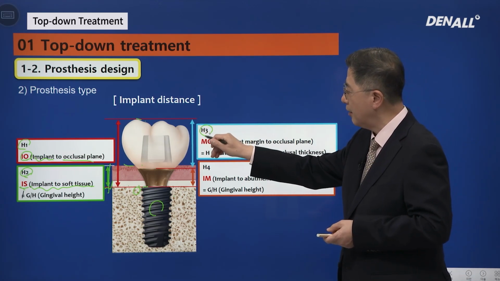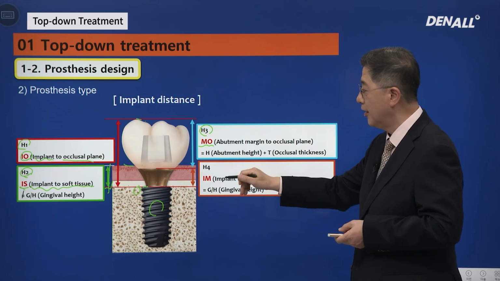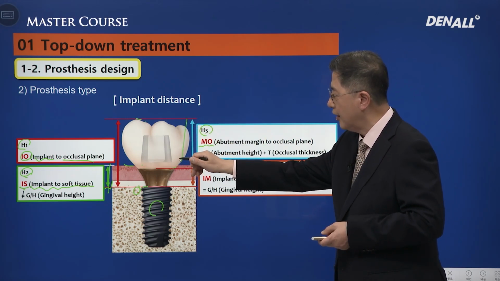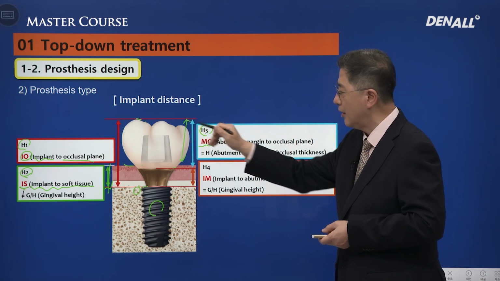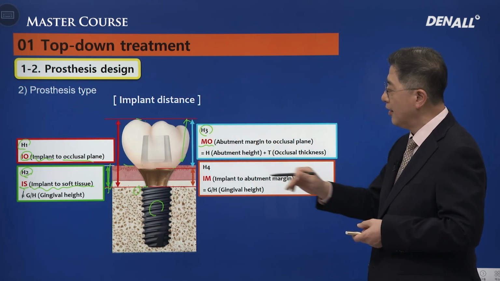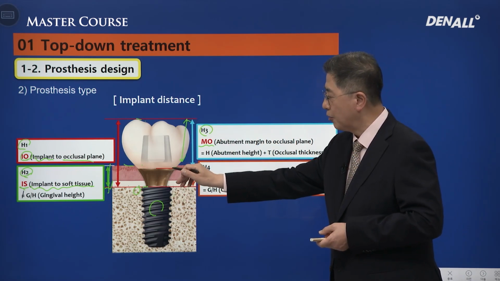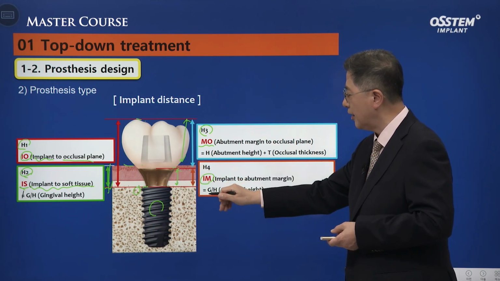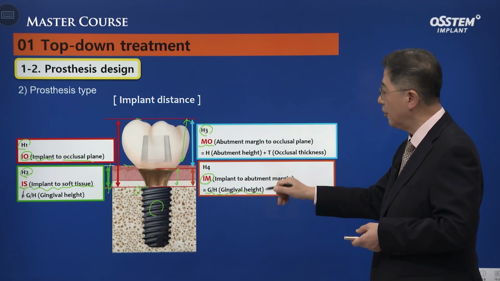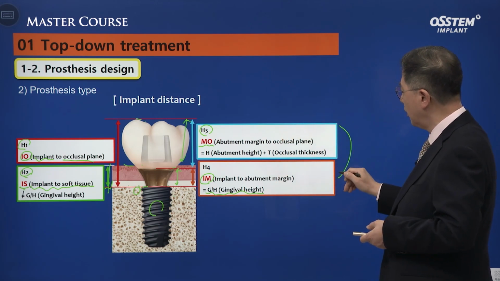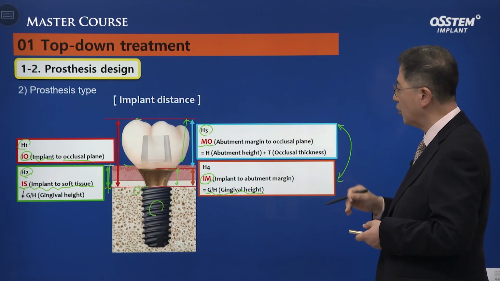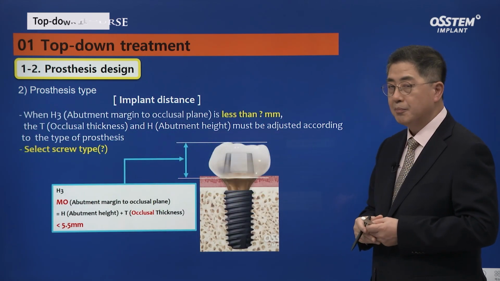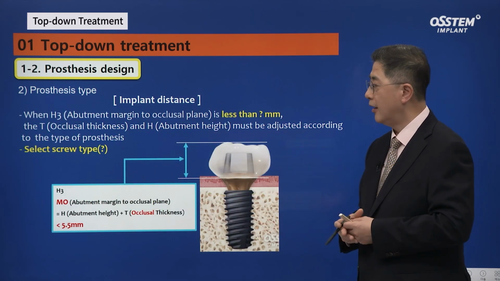Regarding figures for the implant prosthesis, H3 and MO. This is the distance from the prosthesis margin to the antagonist. This is the net space for the prosthesis. The distance from the implant to the abutment margin is referred to as IM. This is gingival height. These two figures are related to prosthesis fabrication.